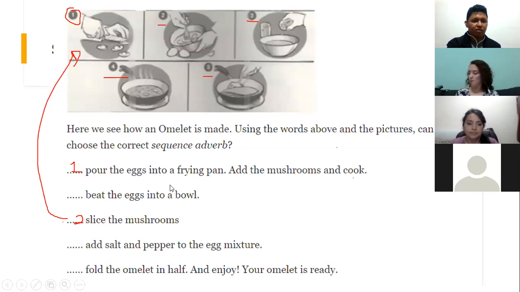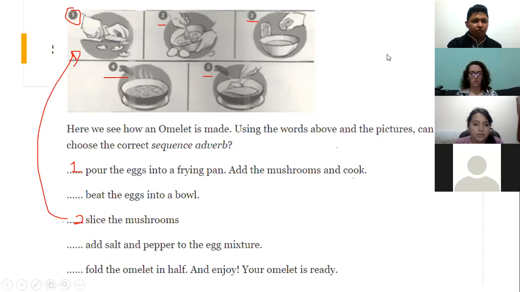Here we see how an omelette is made. Using the words above in the pictures, can you choose the correct sequence adverb? So, Nati, just pretend that you're telling us how to make an omelet, and start with number one: slice the mushrooms. You will go first. After that, you continue, please.